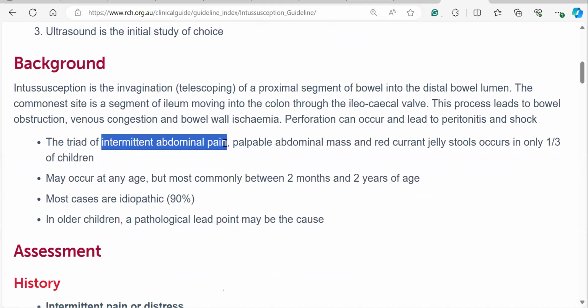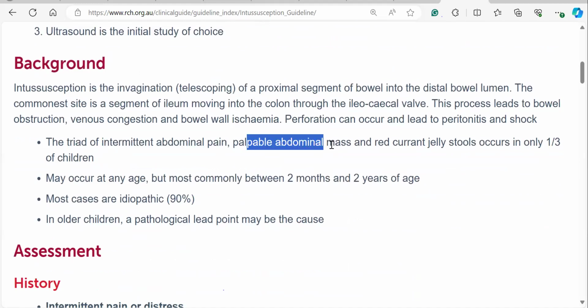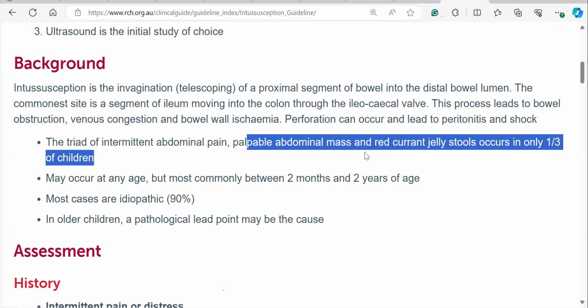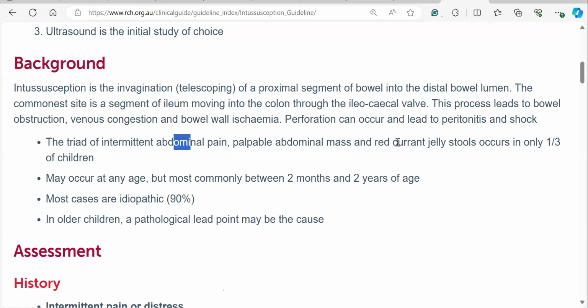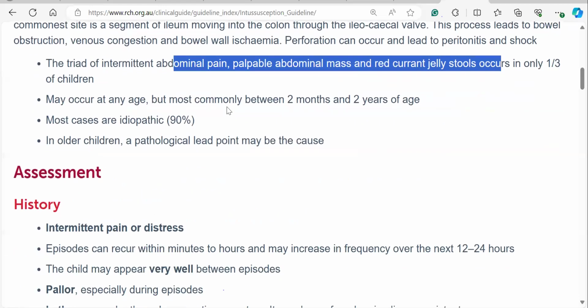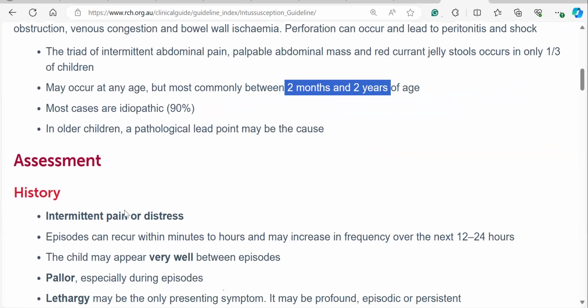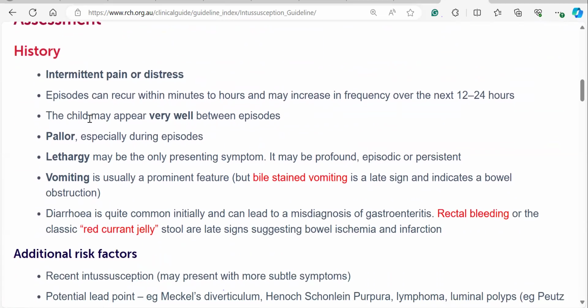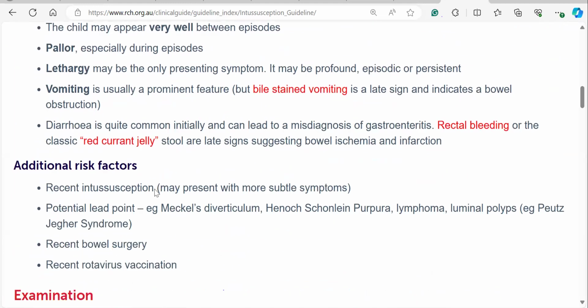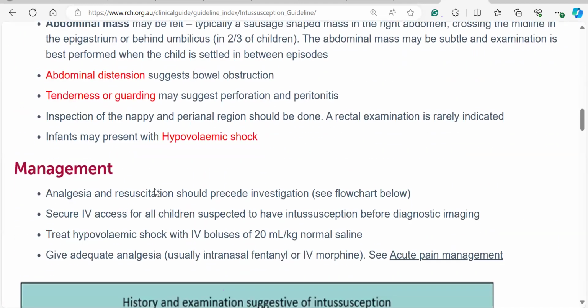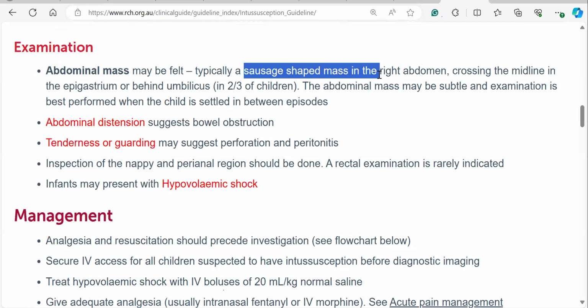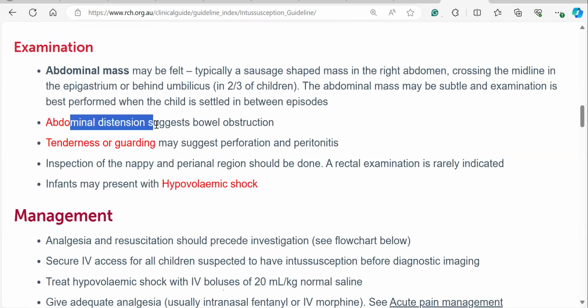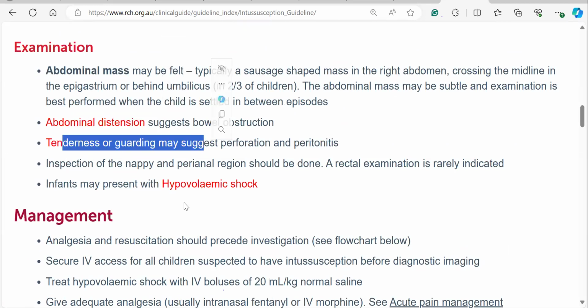So the triad of intermittent abdominal pain, palpable abdominal mass, and a red currant jelly stool occur only in 1/3 of patients. So not always you get everything. Children, usually 2 months to 2 years, most of the time it is idiopathic. And this is the main feature that you can get, which we discussed already. On examination, you can get this sausage-shaped mass, abdominal distension, sometimes even tenderness, guarding.